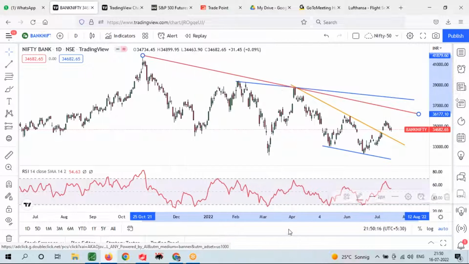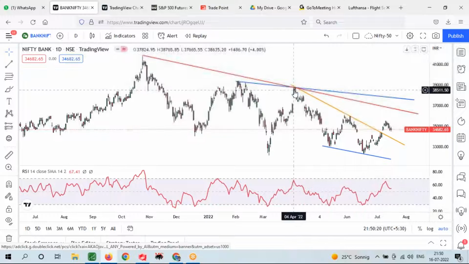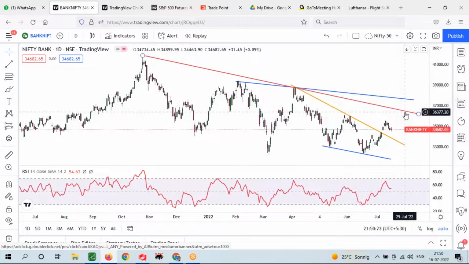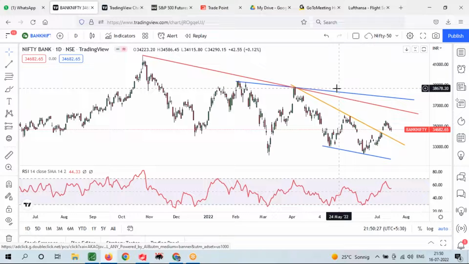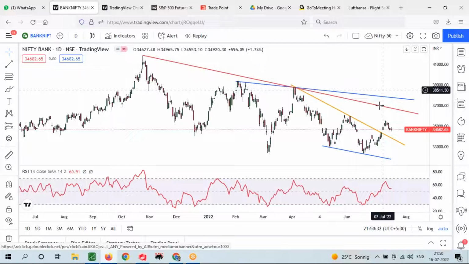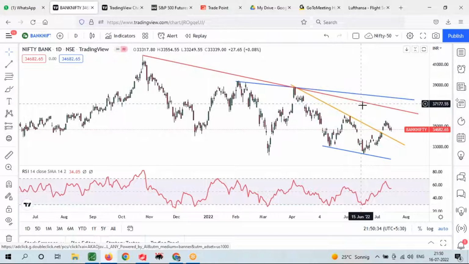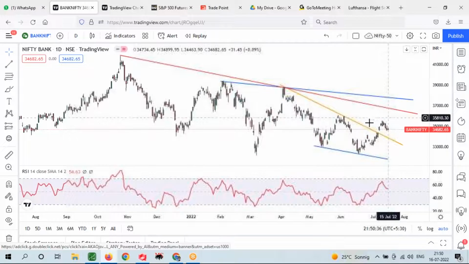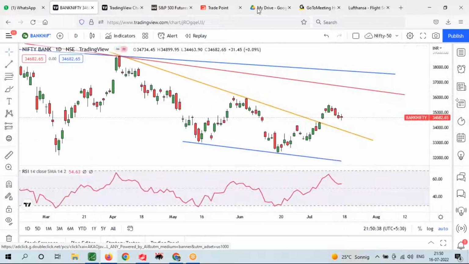Okay, so the red line is connecting this high, 4th April. So we have a target of 36,300 to 400. The first target is 36,500, then 37,300 to 500. So this is what I'm looking at. And also you can see that it is a higher top, higher bottom formation.